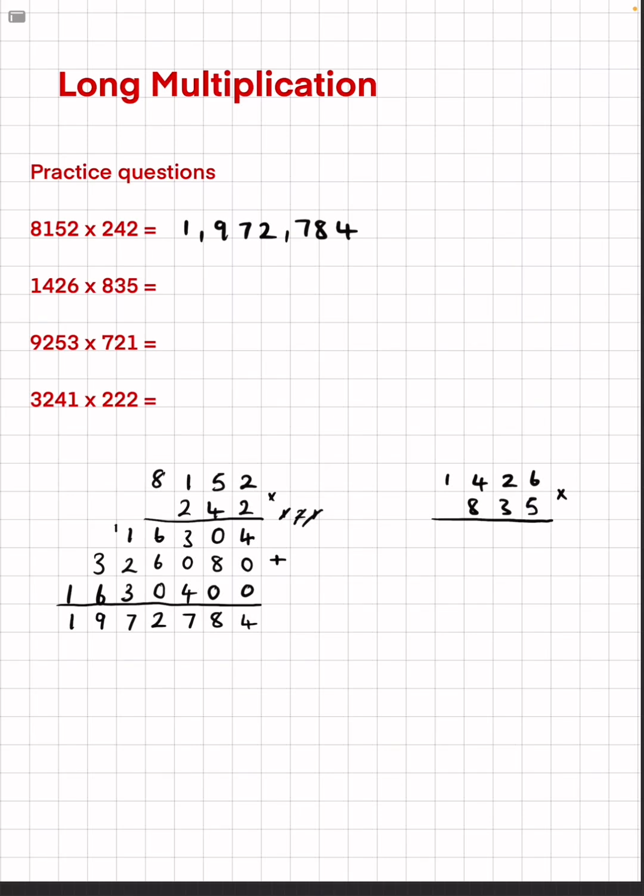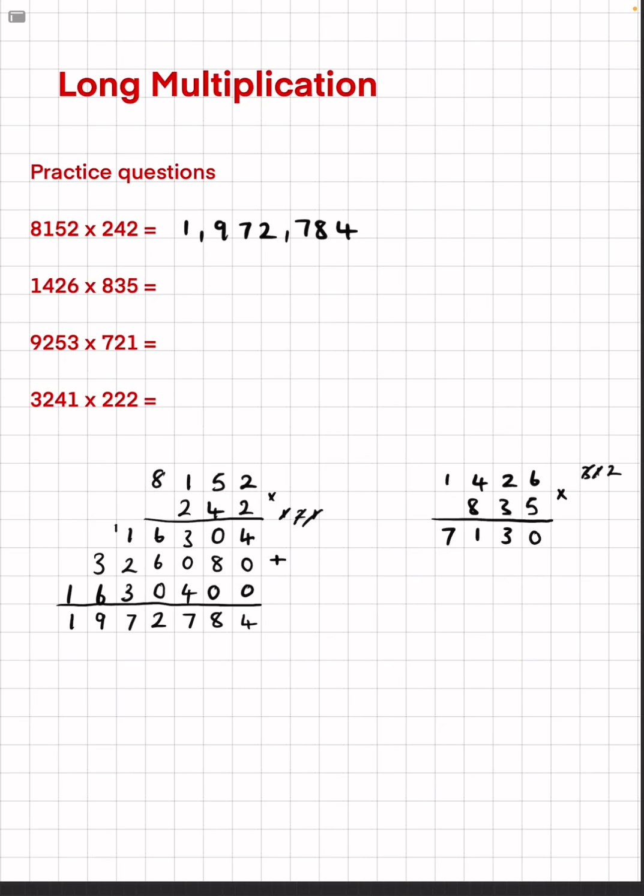5 times 6 is 30. We put the 0 down, carry the 3. 5 times 2 is 10. Add 3 is 13. Put the 3 down, carry the 1. 5 times 4 is 20. Add 1 is 21. Put the 1 down, carry the 2. 5 times 1 is 5. Add 2 is 7.